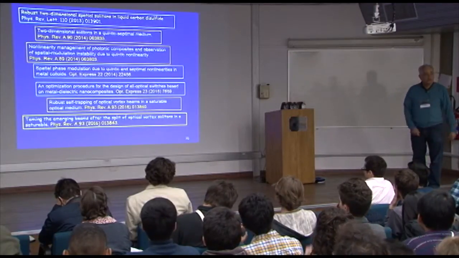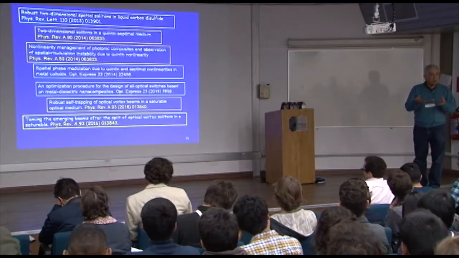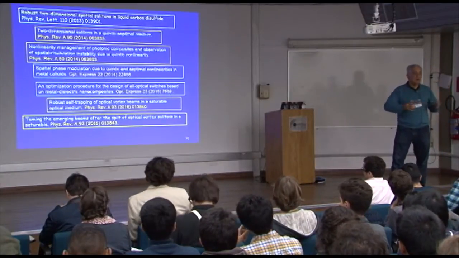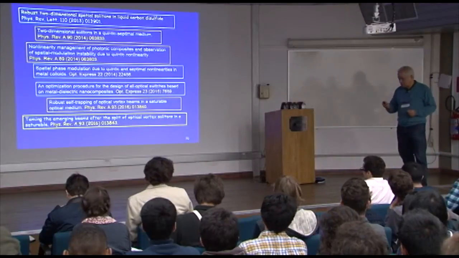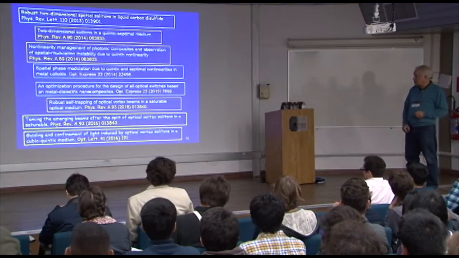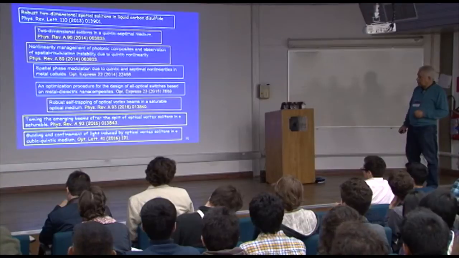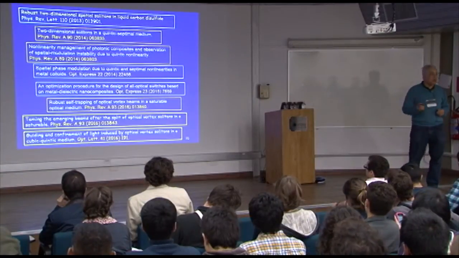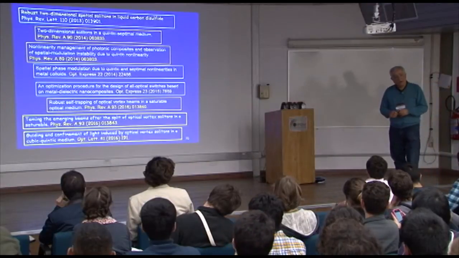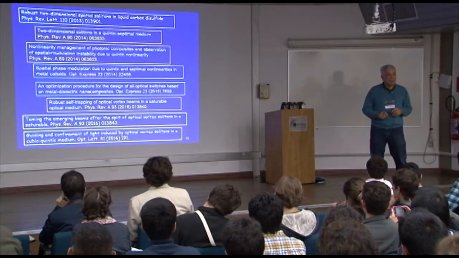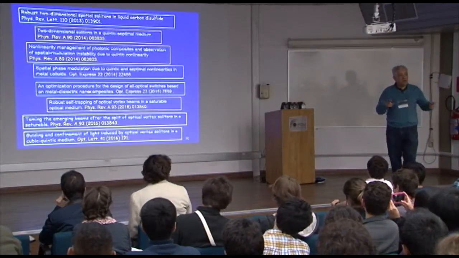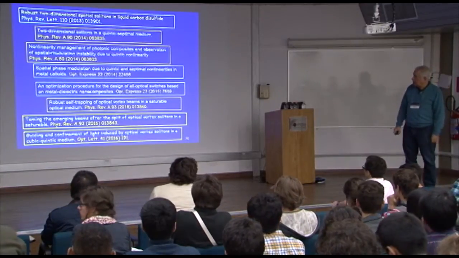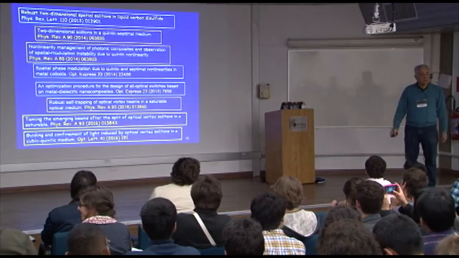We also observe how to control beams that appear when a vortex beam becomes unstable. And finally, I have shown that it's possible to guide and confine the light in a kind of temporary waveguide, a guide which exists only when you have this optical vortex propagating. So that's a resume of the two classes.